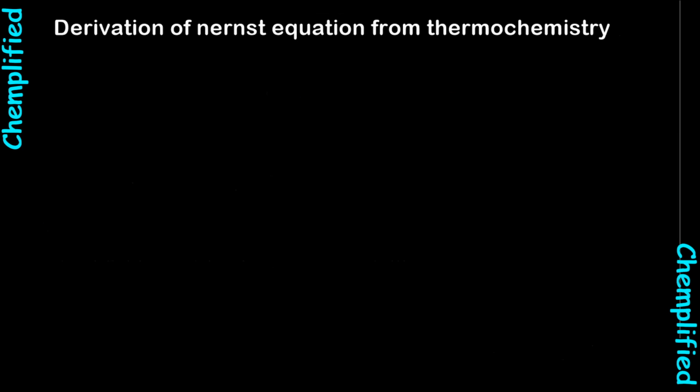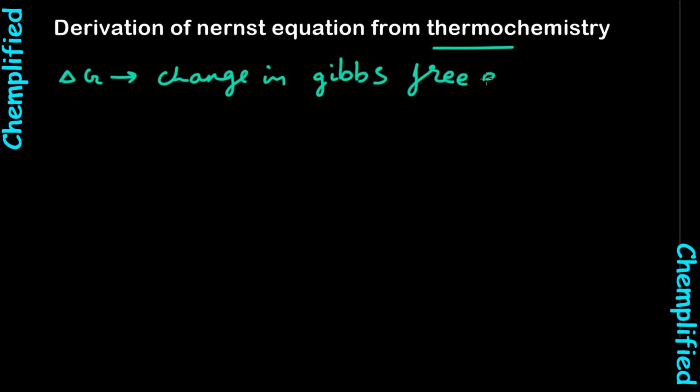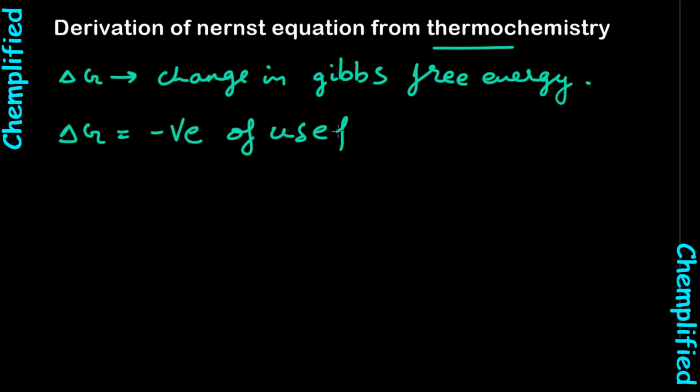Now let's go for the derivation, right? We will derive our Nernst equation from thermochemistry. Before we do that, we should know a simple term, delta G. What is the meaning of delta G? Delta G is change in Gibbs free energy, right? And delta G is equal to negative of useful work done.